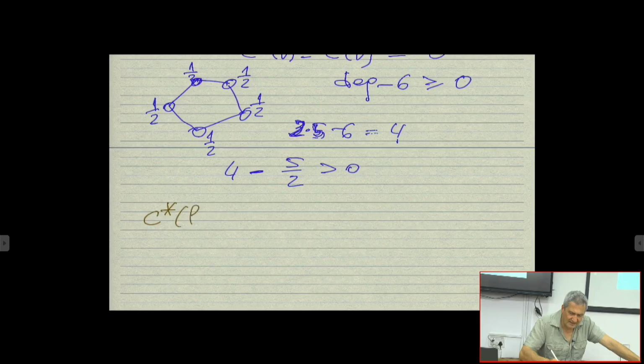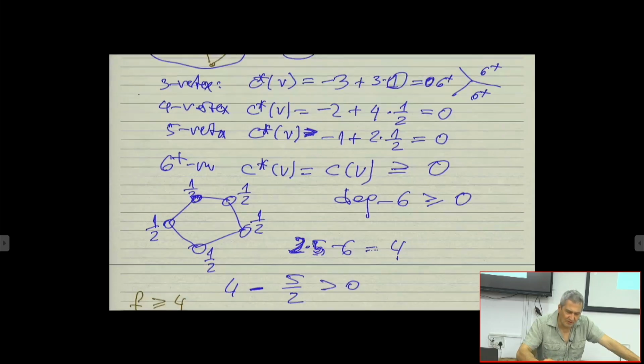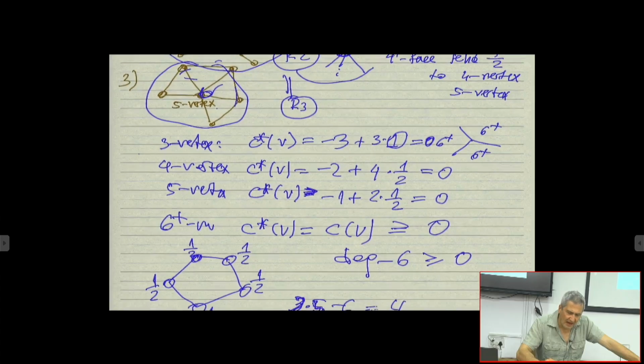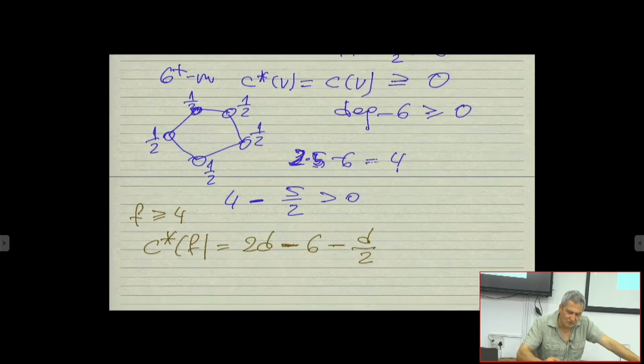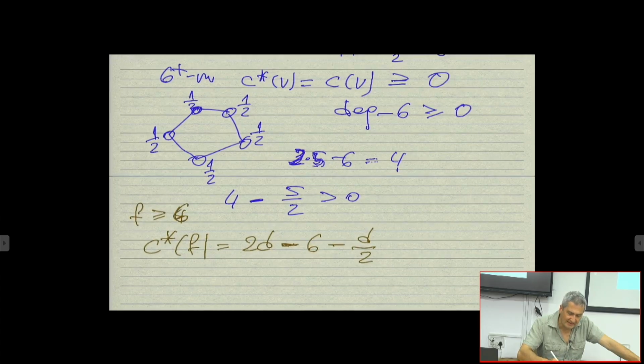Initial charge of a face is of size, I think 4 or 5, let's assume, and this will be like 2d minus 6 minus, I sent 1/2. No, I should be careful. No, it should be done separately. This should be now at least 6. At least 6, because a 6-vertex may send 1 to a 3-vertex, yes? So we should do it separately.